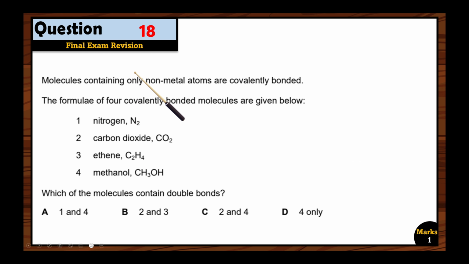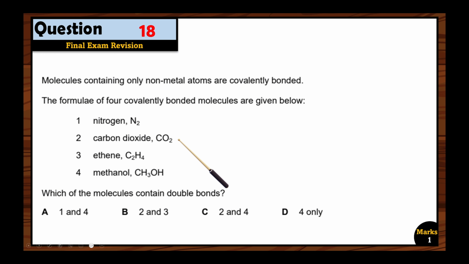Question number 18. Molecules containing only non-metal atoms are covalently bonded. You see, right there they have told you that molecules that have only non-metals will make a covalent bond. So the formulas of four covalently bonded molecules are shown here. Which of the molecules contain double bonds? For nitrogen, nitrogen needs 3 electrons in its outermost shell, so nitrogen always makes a triple bond here. So this one doesn't have a double bond.